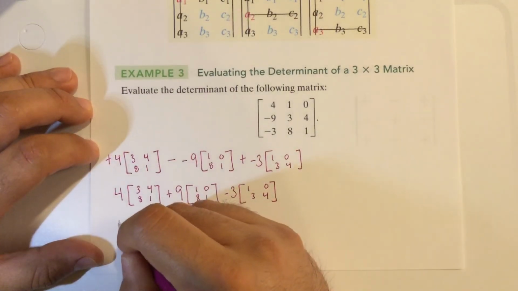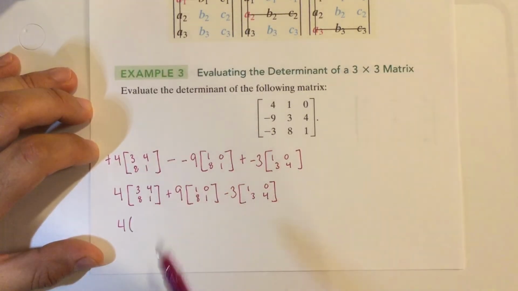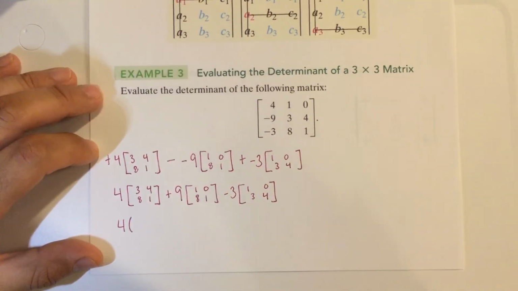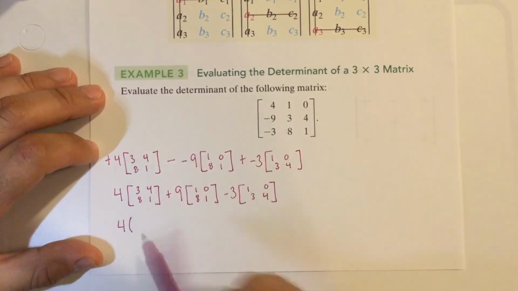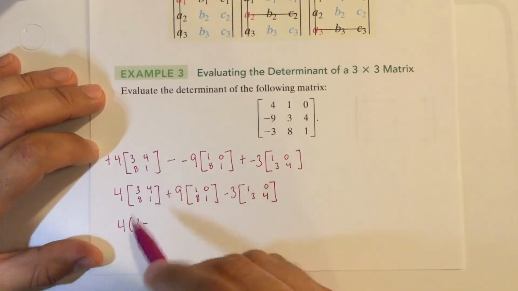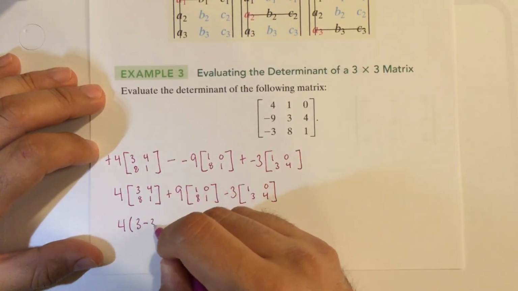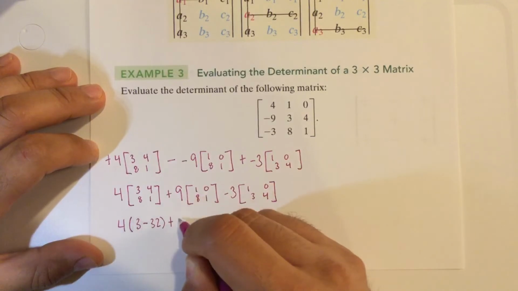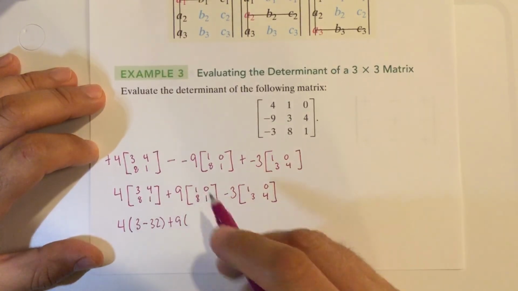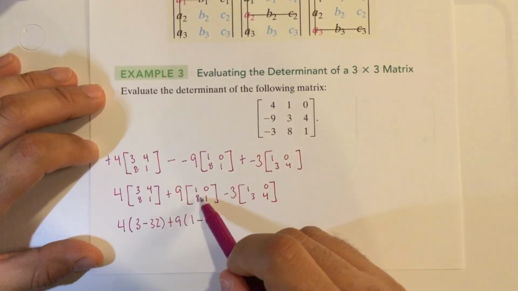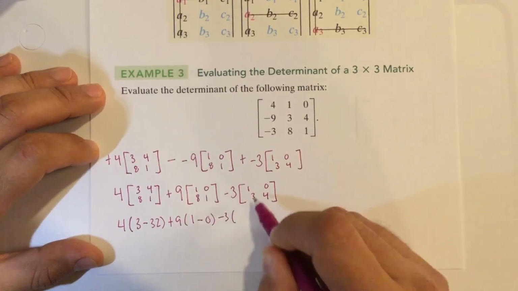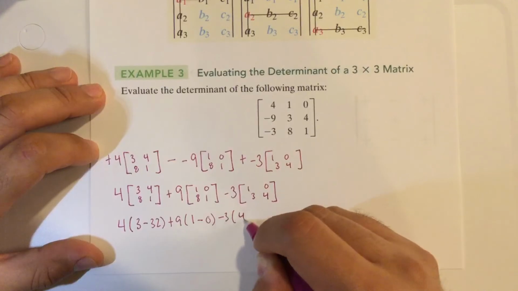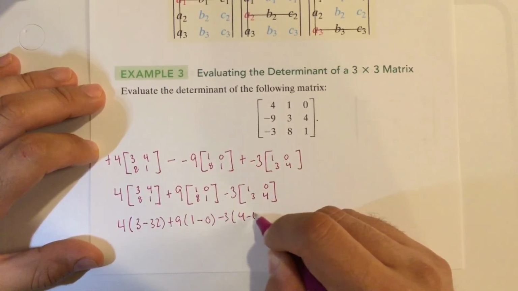So I'm going to keep this 4 here, and I'm just going to work it out. The way you find the determinant of a 2 by 2 matrix, if you forgot already, is you multiply the diagonals and you subtract. So you start with the top left. 3 times 1 is 3, minus 8 times 4, which is 32, plus 9. 1 times 1 is 1, minus 8 times 0, which is 0, minus 3. 1 times 4 is 4, minus 3 times 0 is 0.